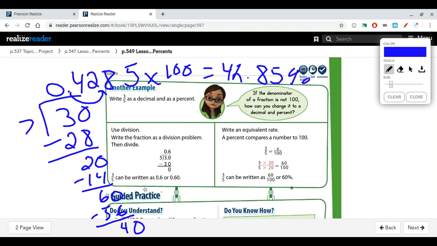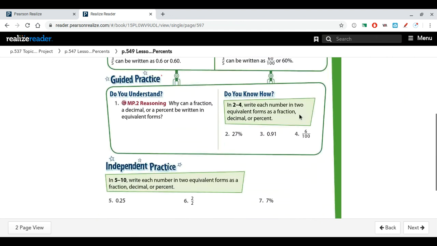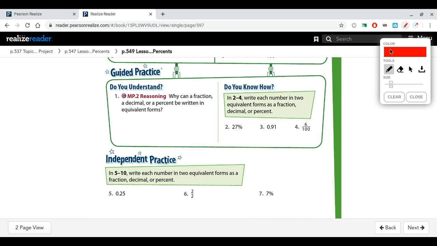Okay. So sometimes you're going to have to use division to find the percentage and to find the decimal, because it doesn't easily multiply by a factor of 100. So let's go ahead and move into your guided practice.